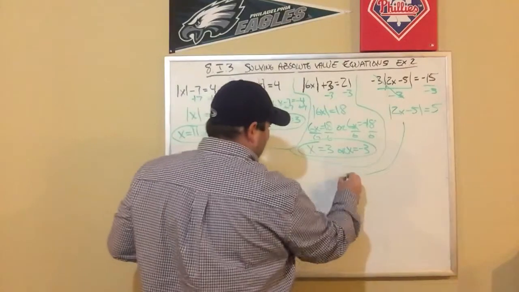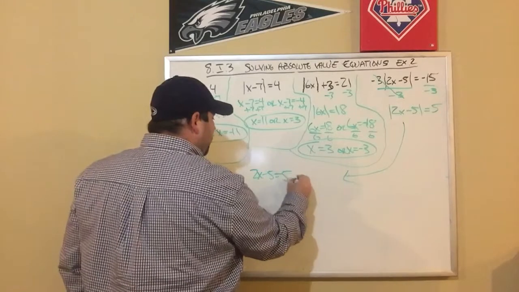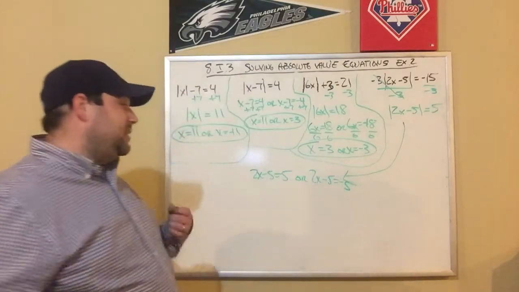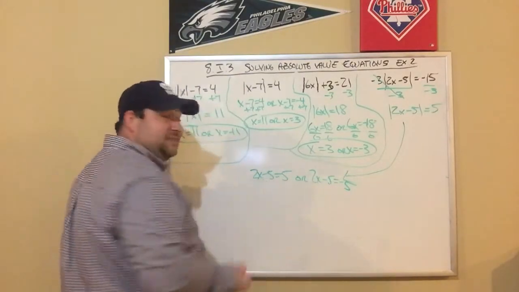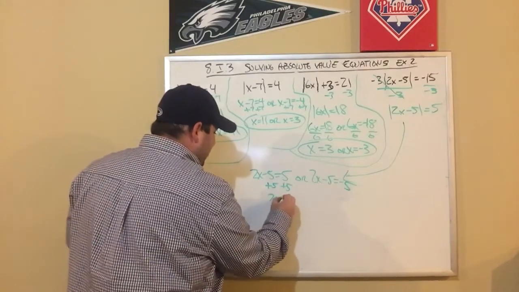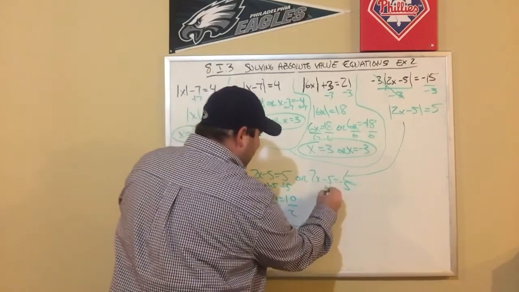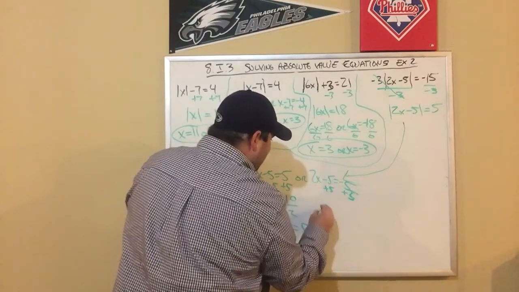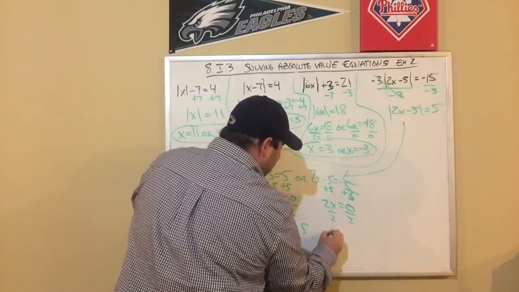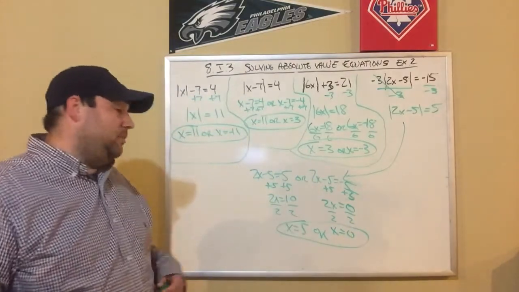I'm going to come over here because I'm running out of room. I can split it into 2x minus 5 equals 5, or 2x minus 5 equals negative 5. Now this is a 2-step equation I have to solve. So I add 5. 2x equals 10. Divide by 2, and I get x equals 5. Over here, add 5. 2x equals negative 5 plus 5, which is 0. Divide by 2, we get 0. So I've got x equals 5 or x equals 0.